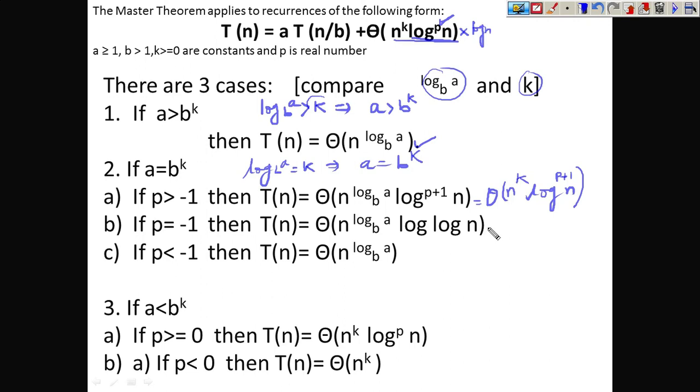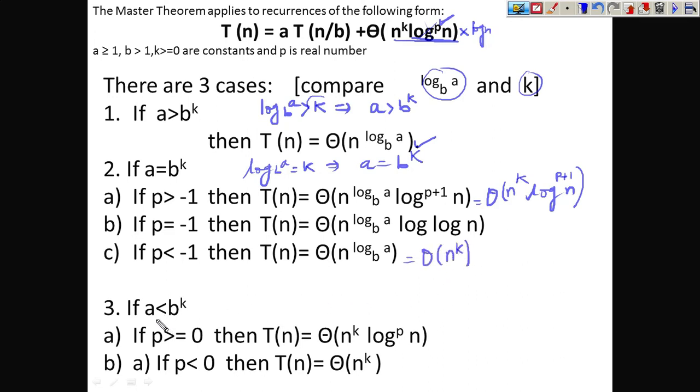When you see any question, you can easily apply these kinds of tricks and just get the answer. If p is -1, simply write log of the second term, which is in the log format. If p is less than -1, just ignore this term and your answer is n power k, that is n power log a base b. Here log a base b is actually k, because we are in case two, which means both terms are equal. So this is nothing but theta n power k.